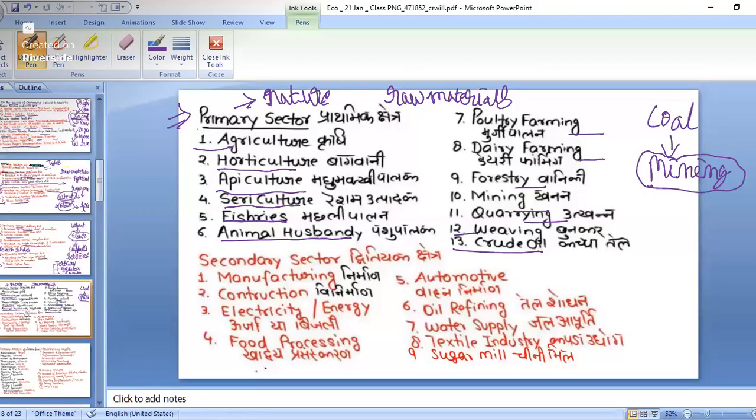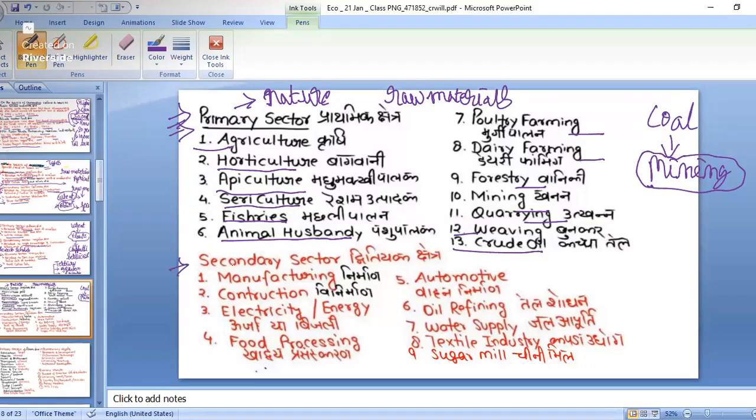Other examples we can also have, but all these examples we need to remember, because from these examples questions are being asked that this particular part comes under which sector. So these are the parts of primary sector. Then we have the examples of secondary sector.